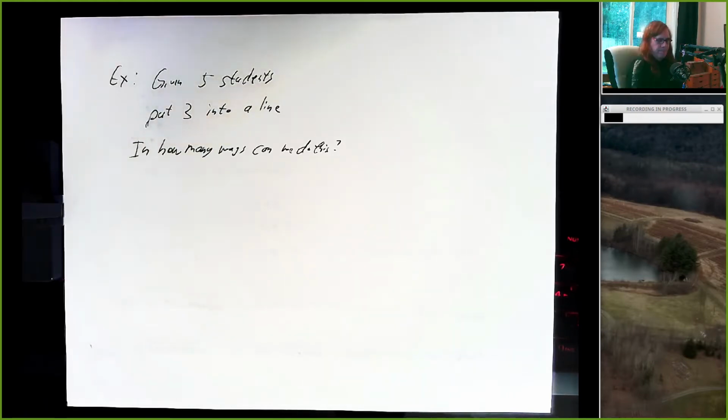Something like, it's like 5 exclamation point over 3, or I don't remember the exact, there's a formula for it. There is a formula for it, but even without knowing the formula, we should be able to answer this question using the product rule. So how can we think of this question of putting 3 students in the line as a succession of tasks? What would be the tasks we would do?